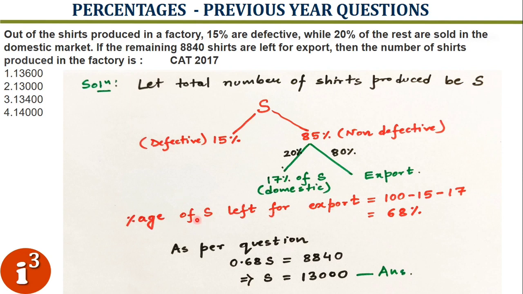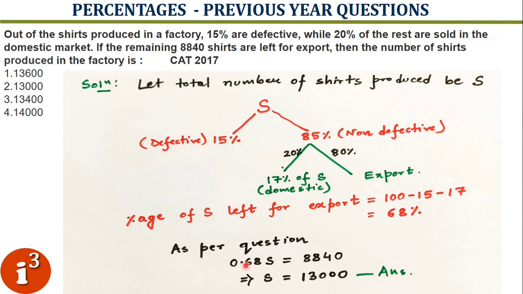Now, what percentage of S is left for export? 15% is defective and 17% goes for domestic. So 100 minus 15 minus 17, which is 100 minus 32, equals 68%. So 68% goes for export. You can also directly calculate 80% of 85, which comes out to be the same value. Rather than that, you know the 15 and 17, so 100 minus 15 minus 17 is what goes for export. So 68% goes for export.